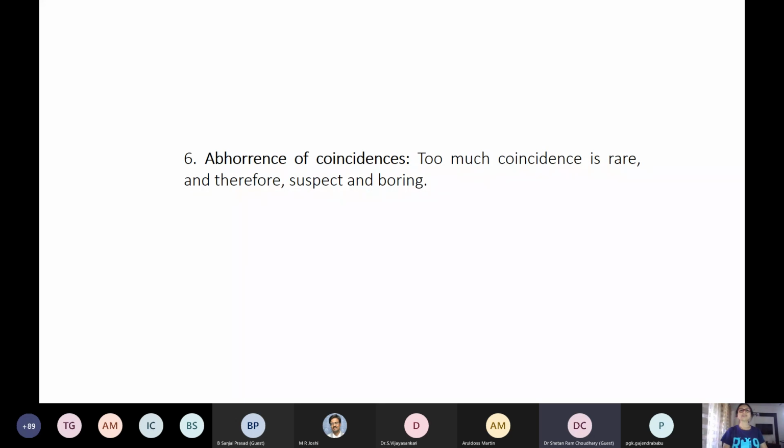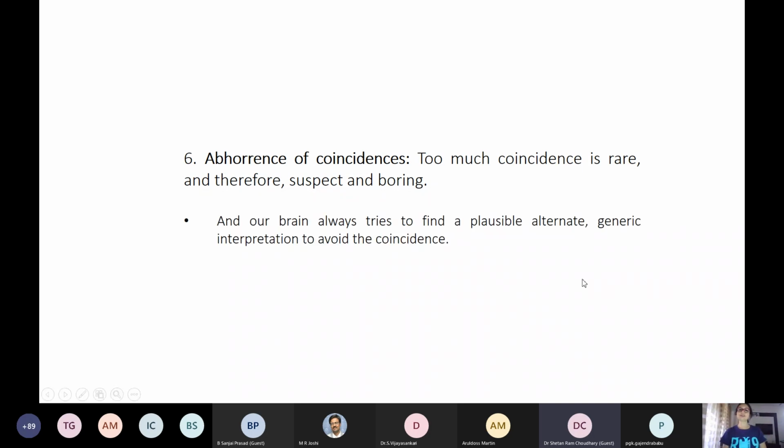Sixth one, abhorrence of coincidence. He says too much coincidence is rare and suspect and boring. So if you know everything which is there, it's boring. So something has to be suspect. Our brain is trying to find a plausible alternate, some kind of interpretation, to avoid the coincidence.